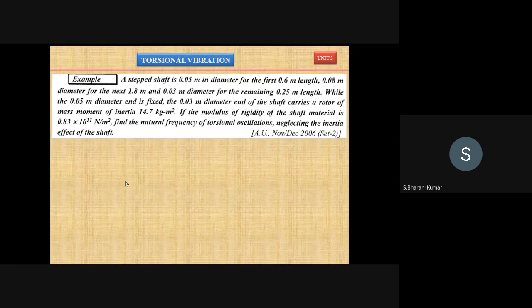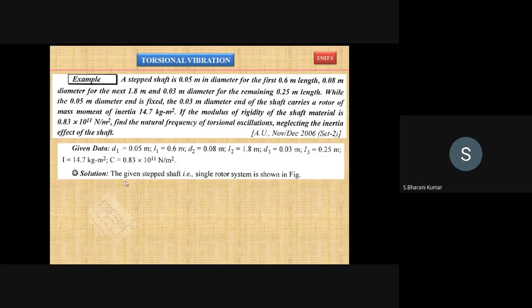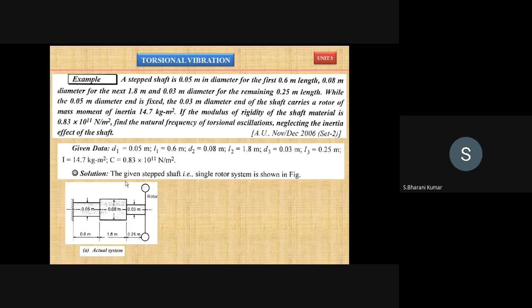You just want to substitute the other values, that's it. This is the sample diagram. One end is fixed, here the left hand is fixed, and the right hand is having the rotor. It's a stepped shaft as well, with various diameters and various lengths. Only one rotor will be fixed here.